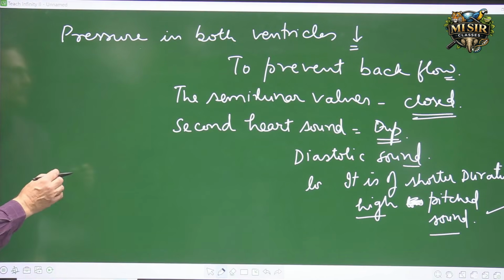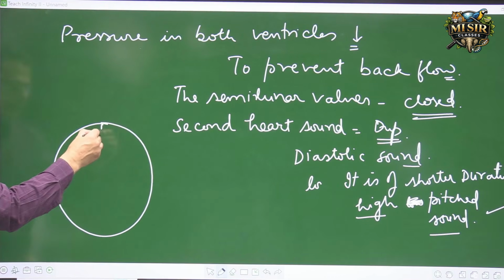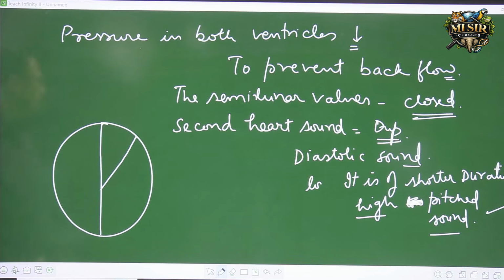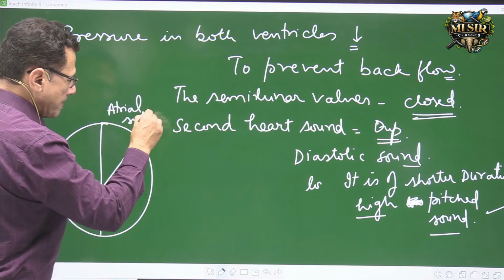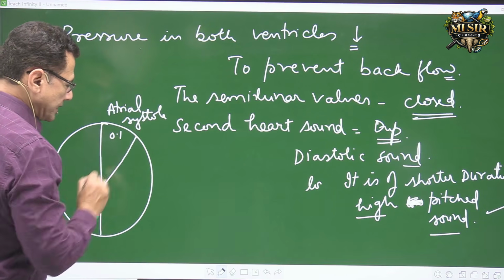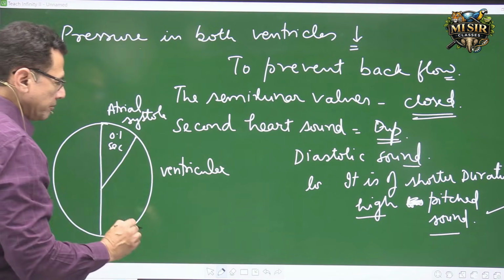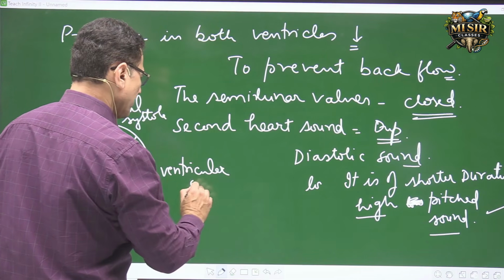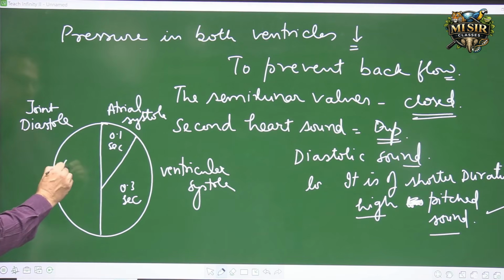We can say that the entire cardiac cycle can be depicted in the form of this circle in short, which can be further divided into three important steps: atrial systole of 0.1 second, ventricular systole of 0.3 second, and joint diastole of 0.4 second. There are many questions which are found from this topic.